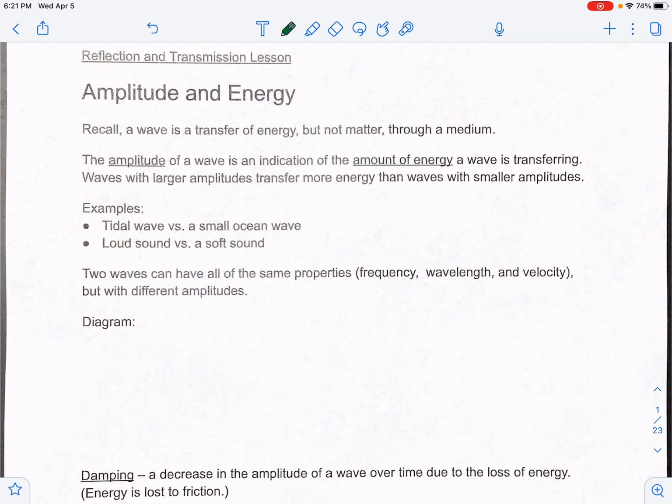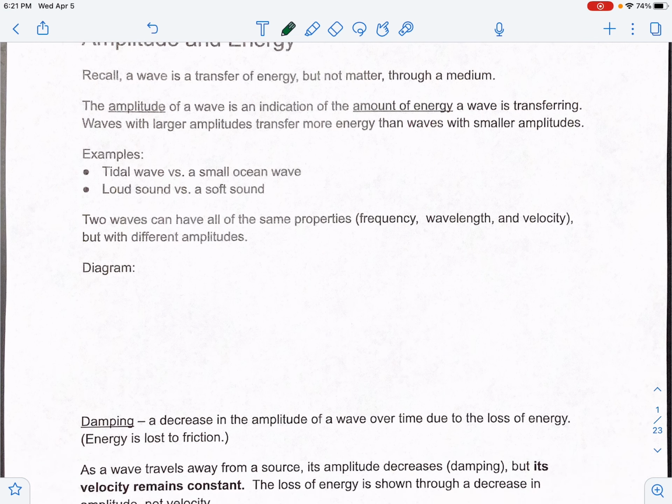Or something like a loud sound versus a soft sound. A loud sound has more energy and can do more damage. So two waves can have all of the same properties, frequency, wavelength, and velocity, but different amplitudes. That means everything else stays the same, just the height of the wave can vary.